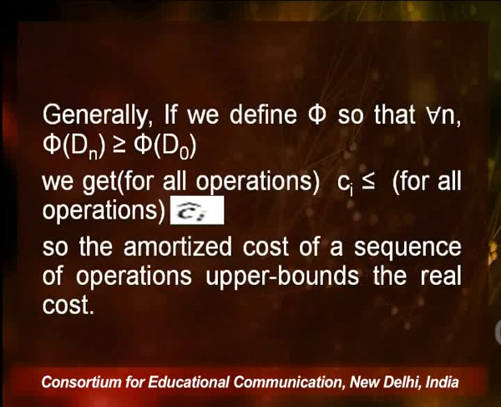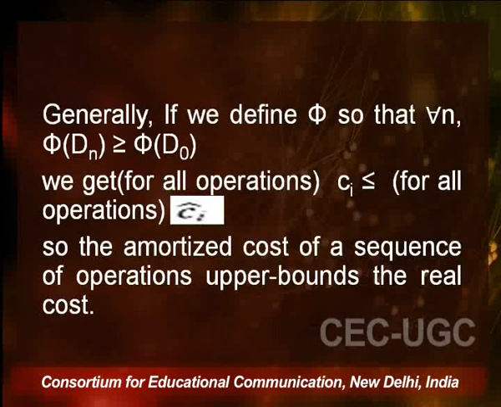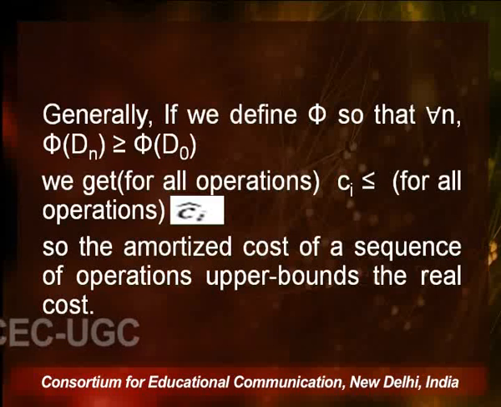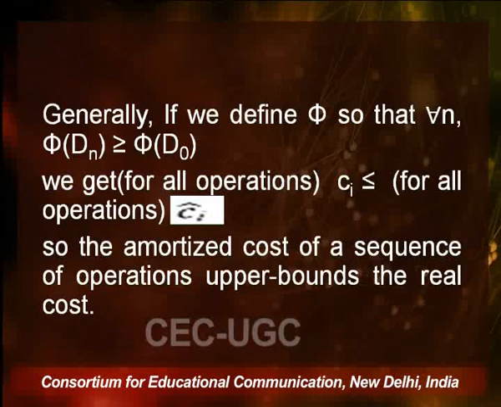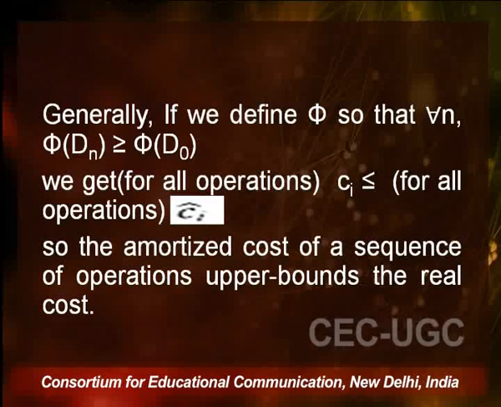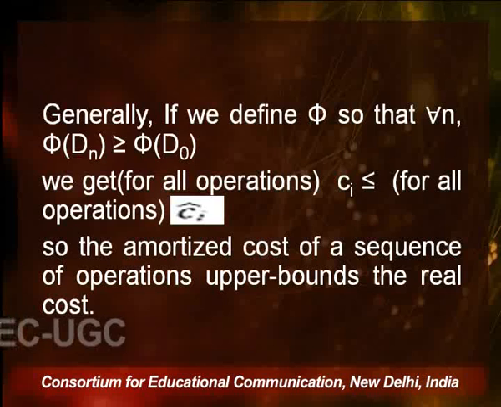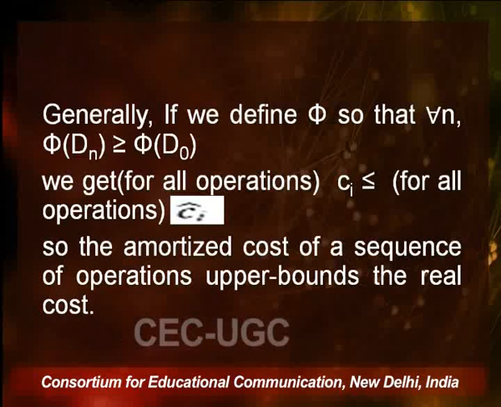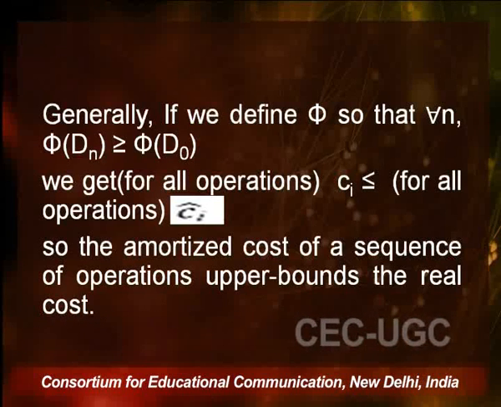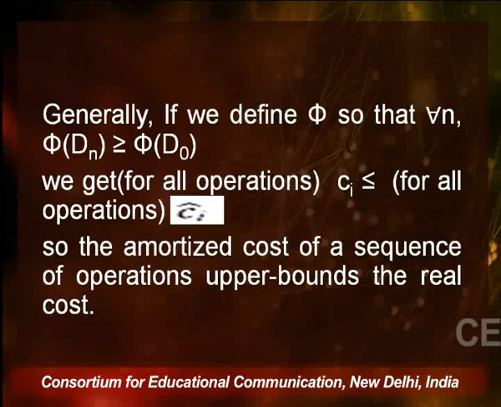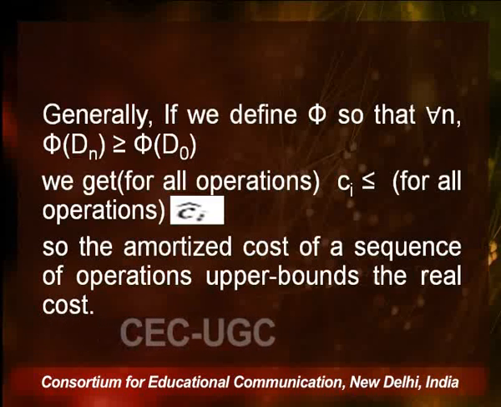While defining the potential function, we need to be very careful that phi of D_n is greater than or equal to phi of D_0 for all n. What does it mean? Basically, this shows that the potential at the initial stage is going to be less than or equal to the potential of all other states of the data structure. So, how is this point going to help us in potential analysis?